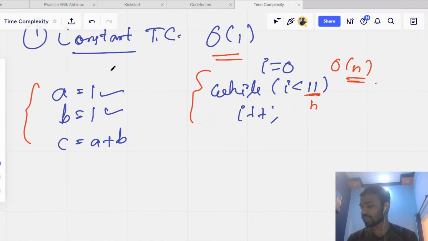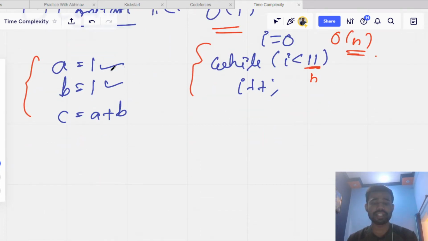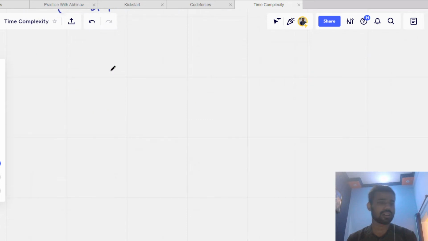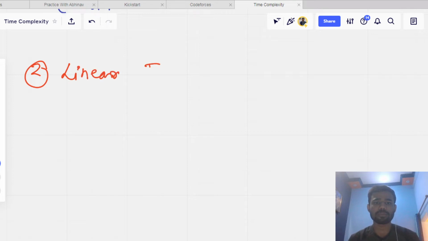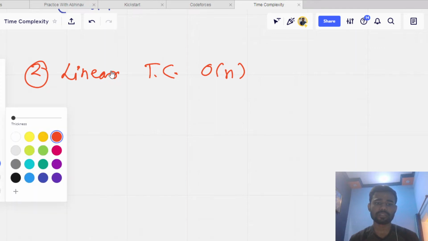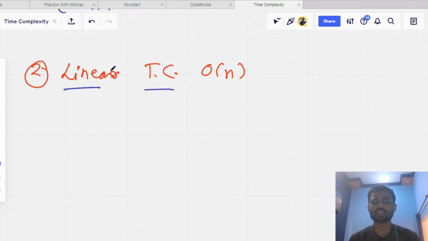So now the second is linear time complexity. Okay. So the second thing is linear time complexity, which is O of n. Okay. So linear time complexity आपको नाम से समझ में आ रहा है that it will increase linearly. Okay. As I have already explained that for 1 million data it is 5 seconds, for 2 million data it is 10 seconds, like this.